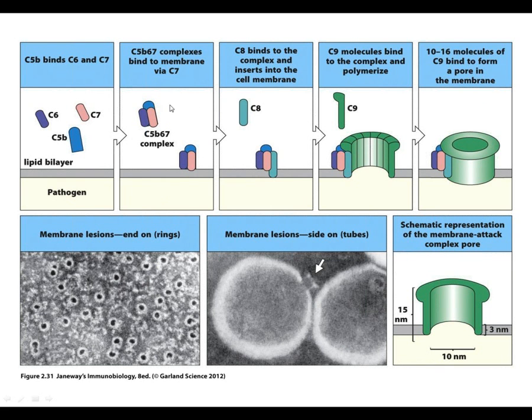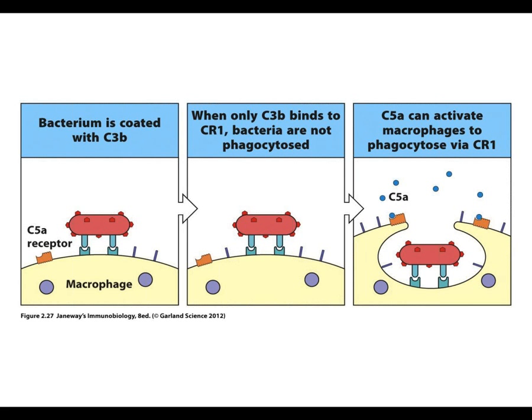The more C5bs you have, the more you can insert these holes and just start punching holes in the cell surface. But remember, all these things are kind of perpetuating each other. So if you have C5 convertase, you're going to be making lots of C5bs, so you're punching lots of holes. If you have a C3 convertase, you're going to be making lots of C5 convertases, and you're going to be punching lots of holes. This is one way that all comes together and works.